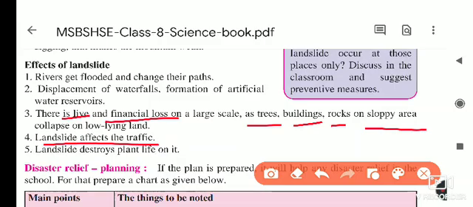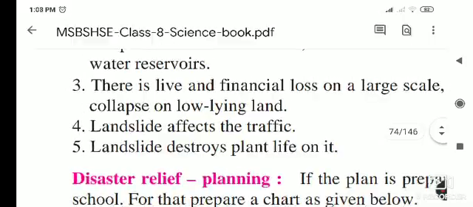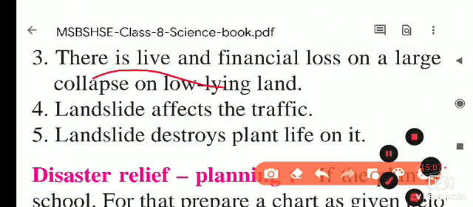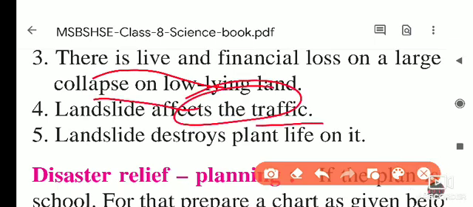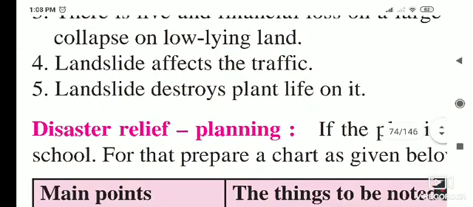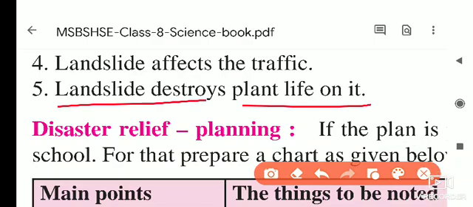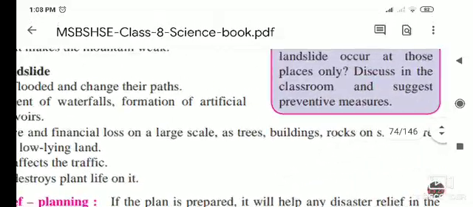Next effect is that landslide affects the traffic. As we know there are so many roads, and the mountains are nearby. So if a landslide occurs, the road gets blocked, and due to this a traffic jam takes place in that region. Fifth, landslide destroys plant life. The plant life present at that place gets destroyed because of the landslide too.